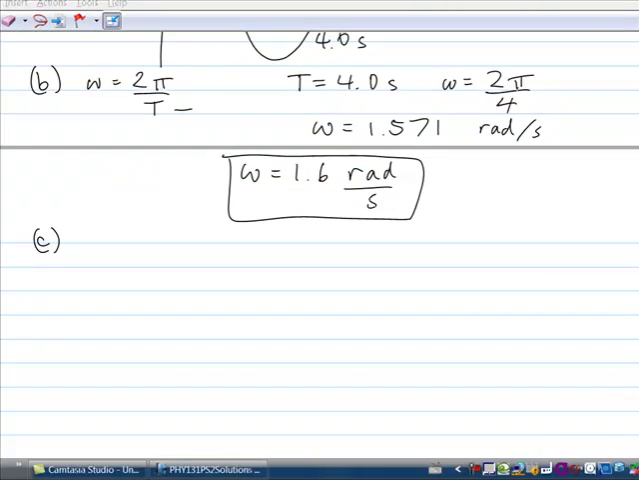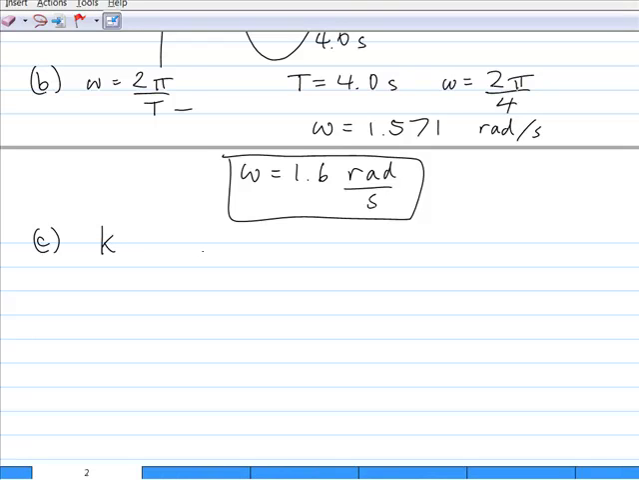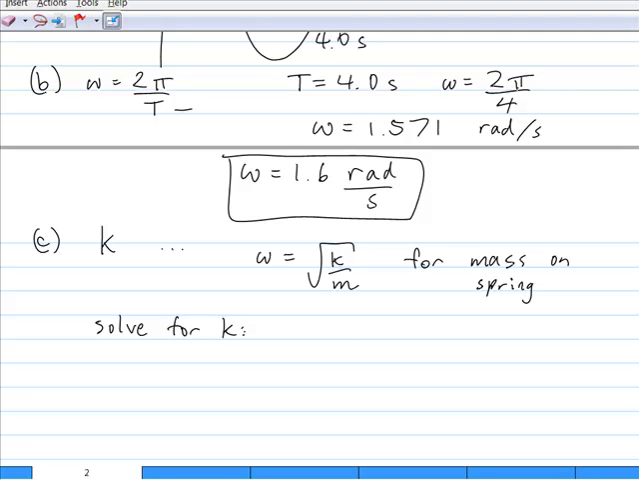Part C of problem 1 asks for the spring constant K. All I can think of for this is that we know that omega equals the square root of K over m for a mass on a spring. So let's just solve that for K. We've got that omega squared is equal to K over m, and K equals m times omega squared.